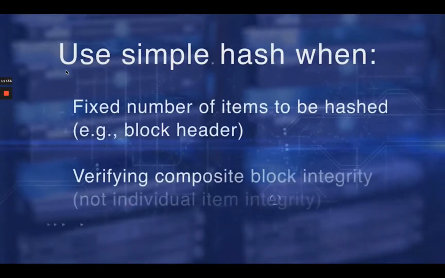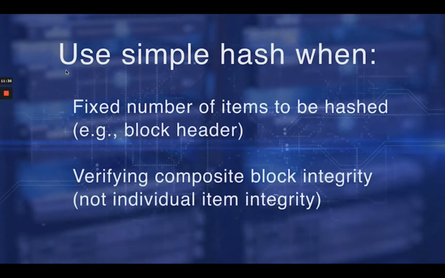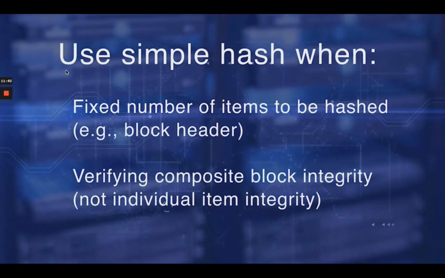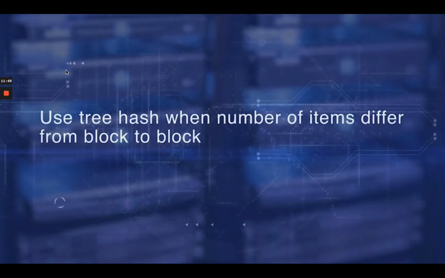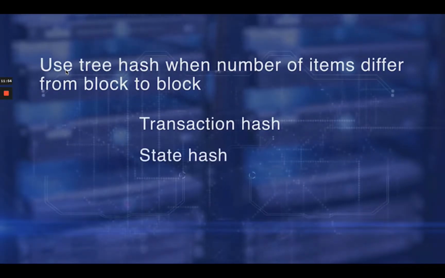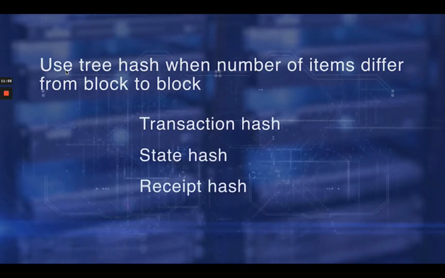When is a tree-structured hash used? When is a simple hash used? When we have a fixed number of items to be hashed, such as the items in a block header, and we are verifying the composite block integrity and not the individual item integrity, we use simple hash. When the number of items differ from block to block, for example, number of transactions, number of states, number of receipts, we use the tree structure for computing the hash.